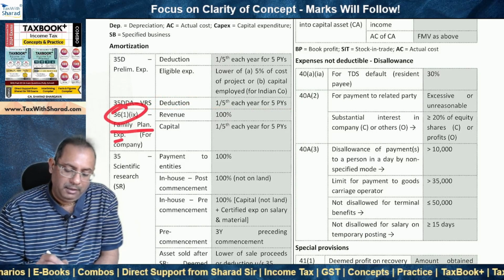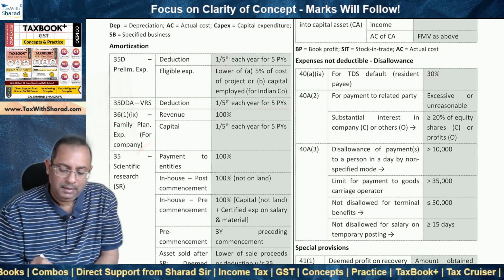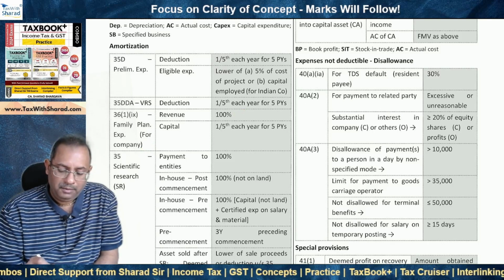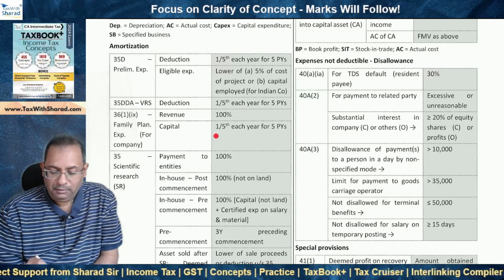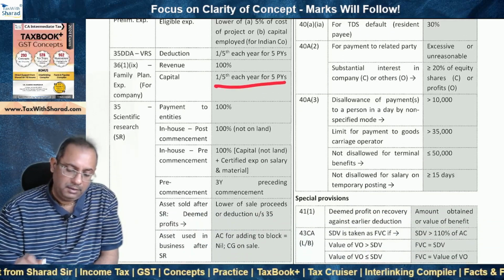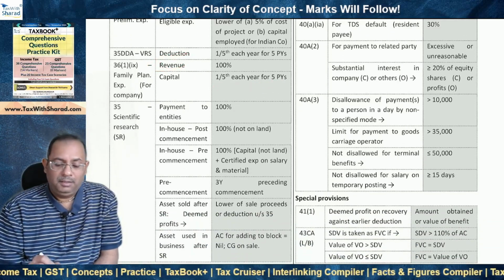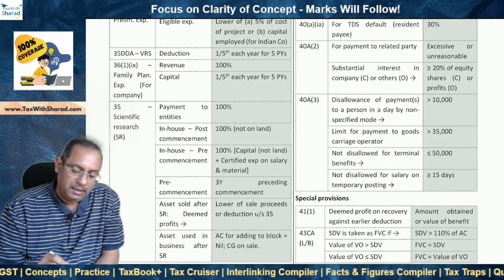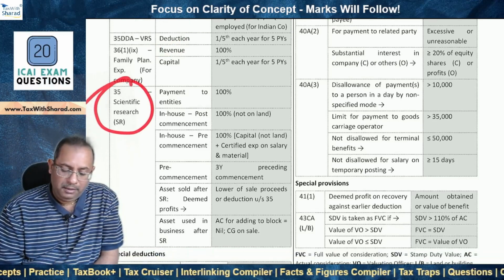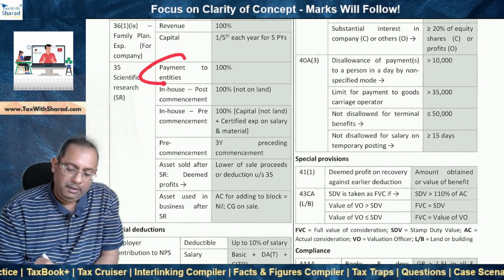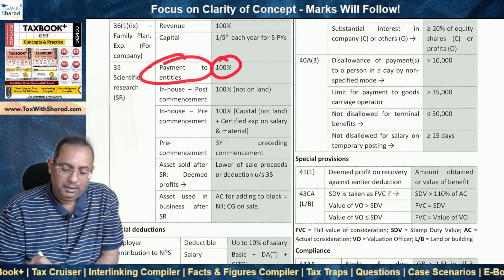36(1)(ix) family planning expenditure. This is allowed only for a company SSE, 100% of revenue expenditure, and capital expenditure is 1/5 each year for 5 previous years. For a non-company SSE, revenue expenditure can be claimed as deduction in terms of section 37(1). Section 35 scientific research expenditure. Where payment is made to specified entities, 100% deduction is allowed.